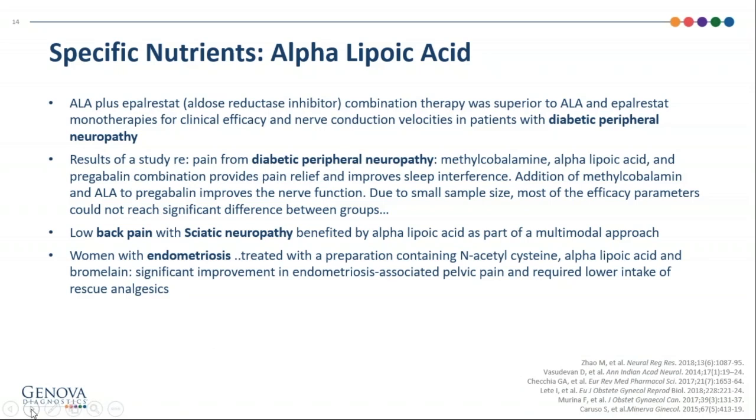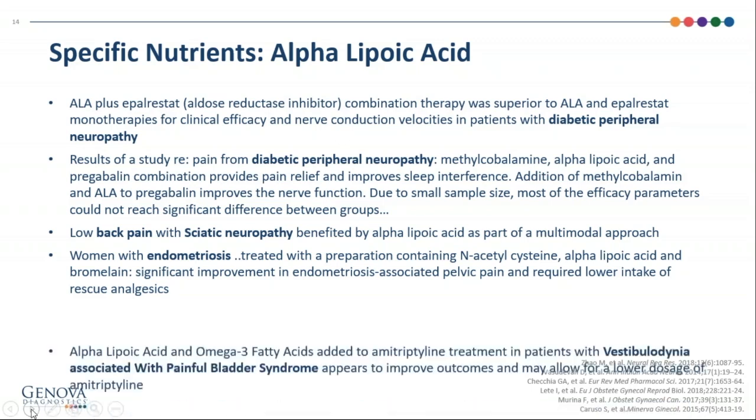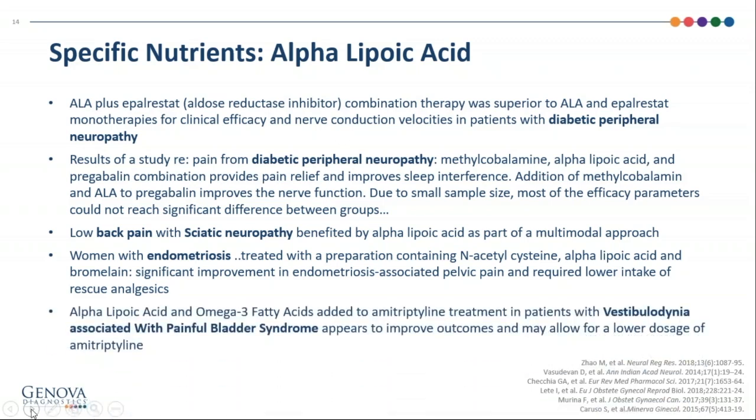The body is more of a symphony and not so much a soloist. We don't think of nutrients as a soloist, but more part of the symphony. Patients that have endometriosis were actually improved with N-acetylcysteine, alpha-lipoic acid, and bromelain. And this is another study looking at patients who had vestibulodynia, which is a horrible condition of chronic pelvic pain, and painful bladder syndrome. You probably have patients that have this and have complained about it, and you didn't really know what to do. I didn't until these studies.